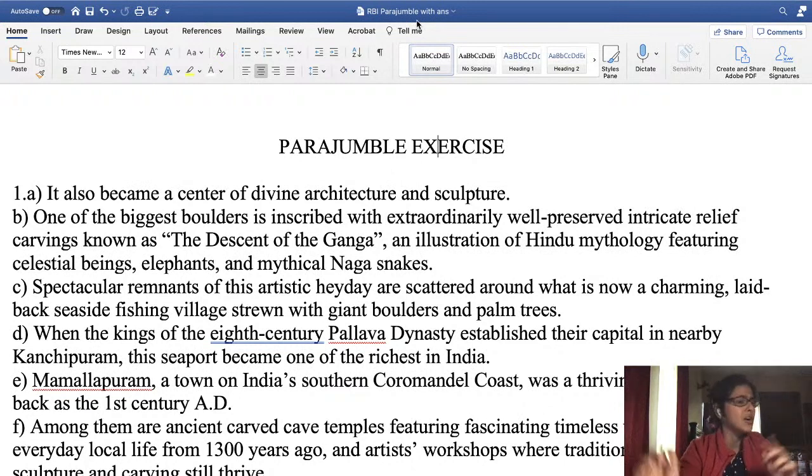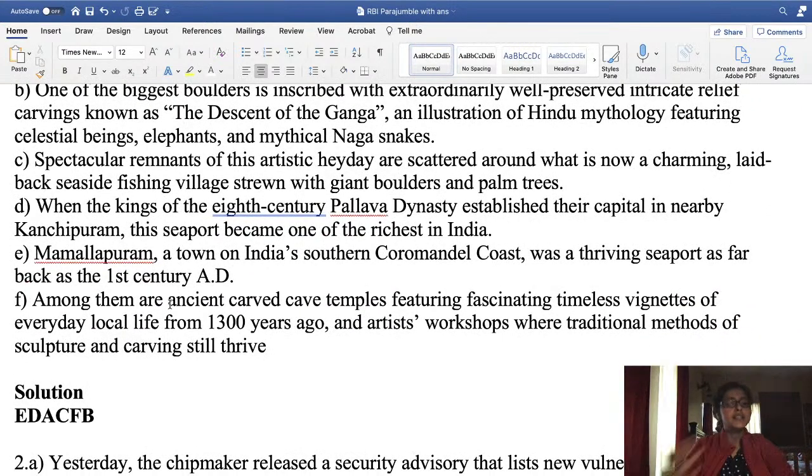It's like playing with dots. You can join the dots. You have to understand the way I am leading you to it. Each word, each sentence is like a clue. You have to read the sentence carefully. The sentence will tell you what the next sentence is. So the last answer is EDACFB, and a clap for those of you who got this right.